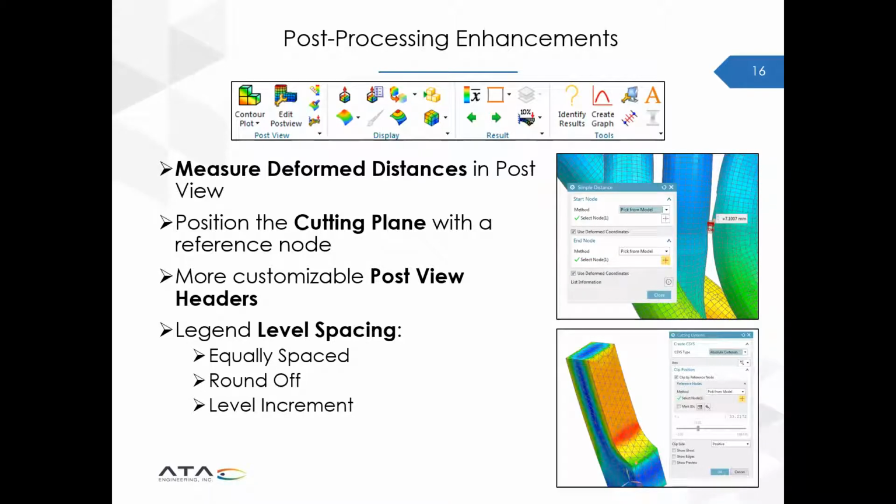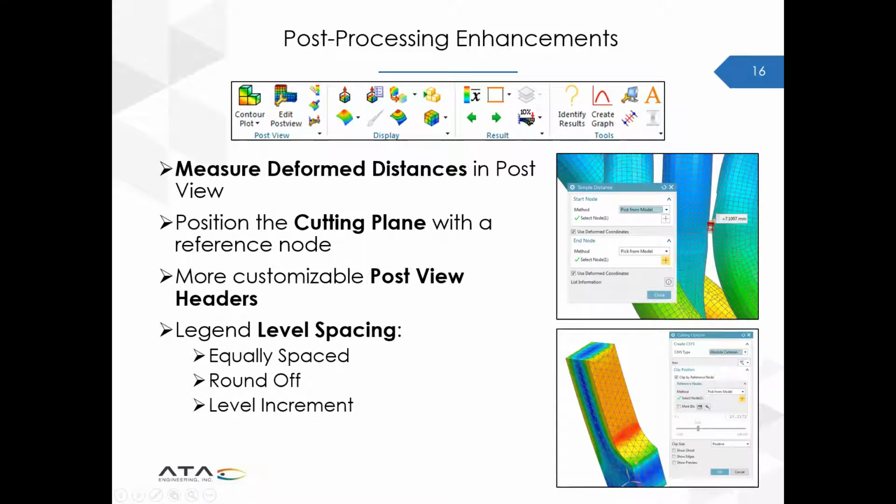So we now can measure deformed distances with the simple distance command. That's going to be this button here. And you can choose whether you're measuring deformed or undeformed geometry. You can also position the cutting plane with a reference node. So previously, you just had this little slider to drag it back and forth. But now you can specify a node that you want the plane to snap to.